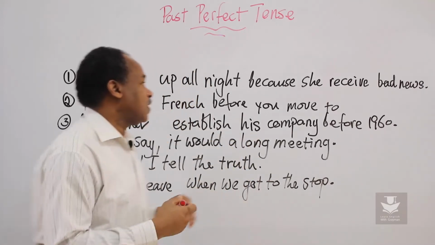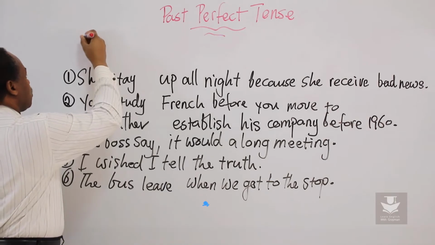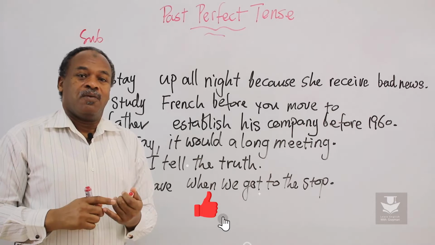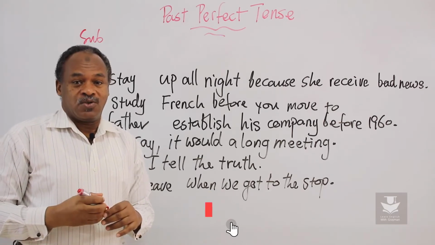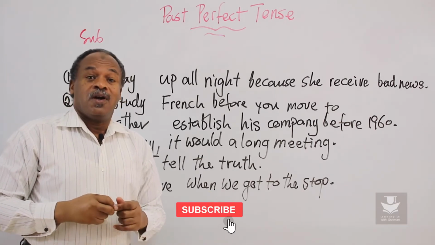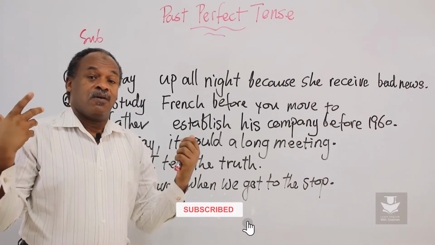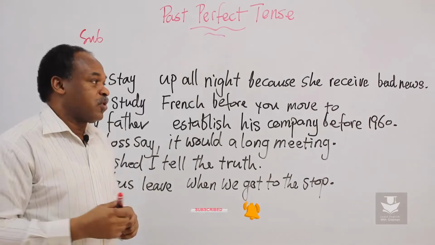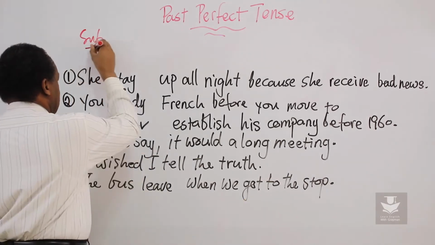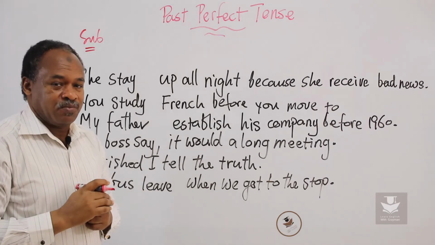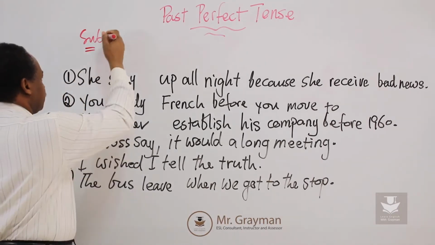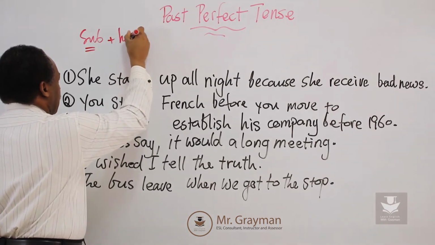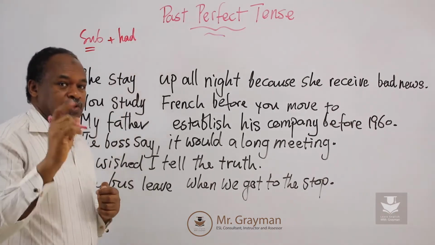Let's start. To form the past perfect tense, usually we need a subject, and the subject could be any of the persons: the first person singular, like I, or plural like we, they, any of the personal pronouns. So besides the subject, what do we need? We need have or had. Which one? I want you to have a guess.